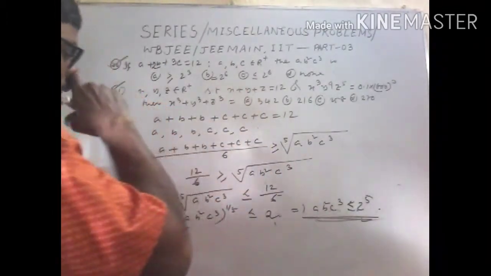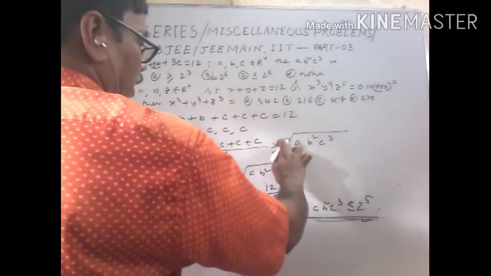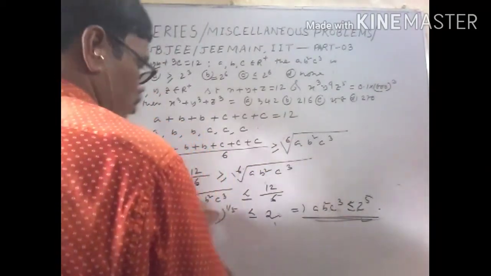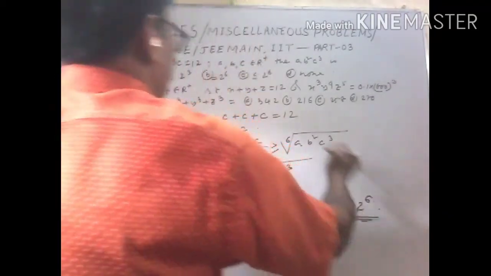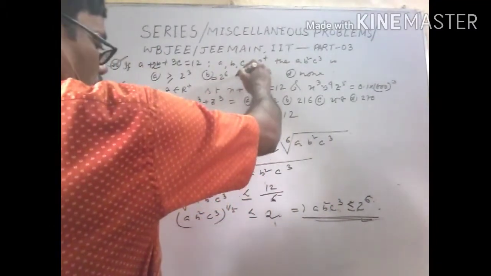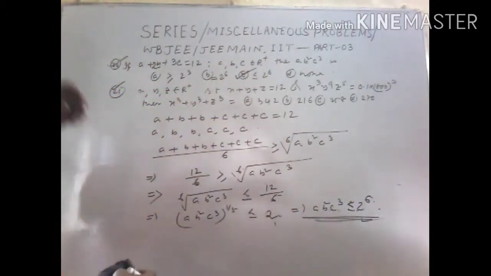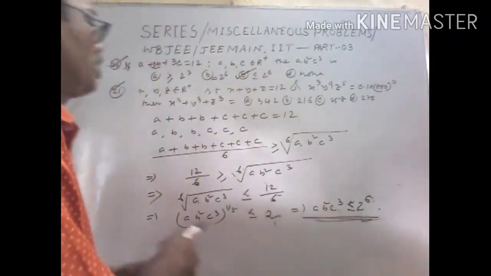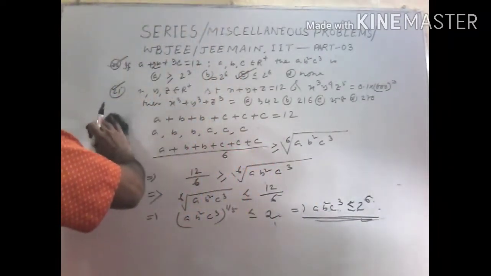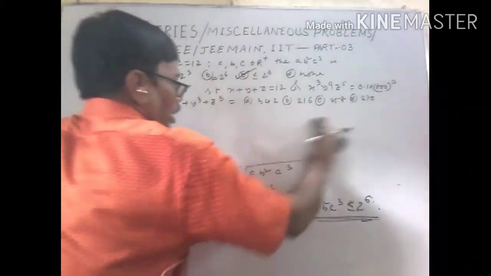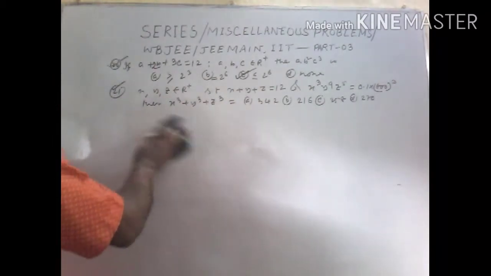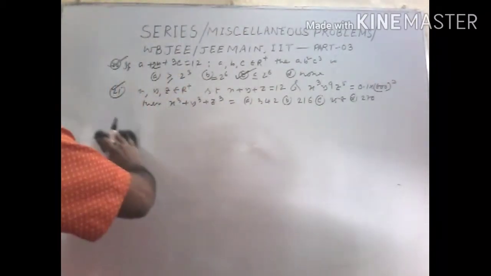So the maximum value is, this one is not 5, this one is 6, because there are 6 terms. So there are 6 terms, this is the 6th root. So this is 2 to the power 6. So C will be the possible answer. So this is an application of AM greater than or equal to GM. Now AM equals GM when the terms are equal.